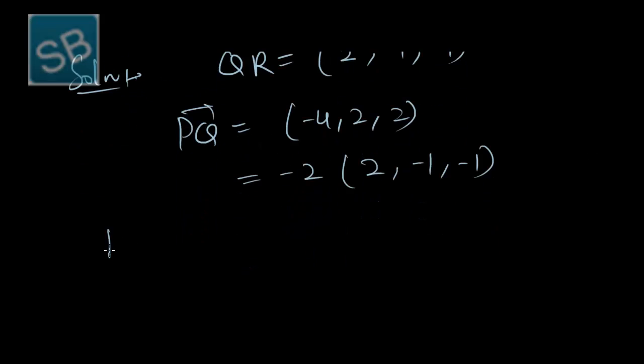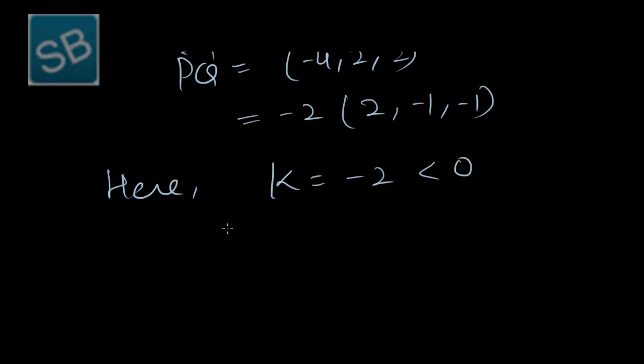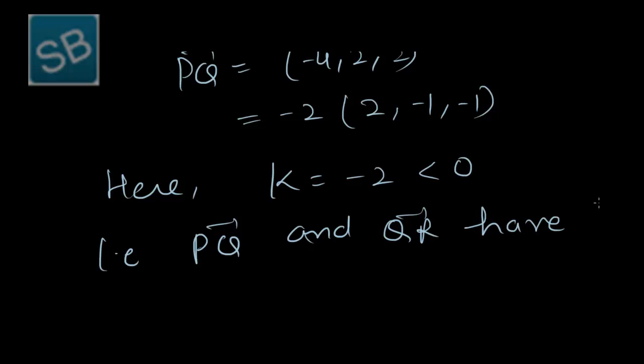Here again k is equal to minus 2, less than 0. That is, PQ and QR have opposite direction.